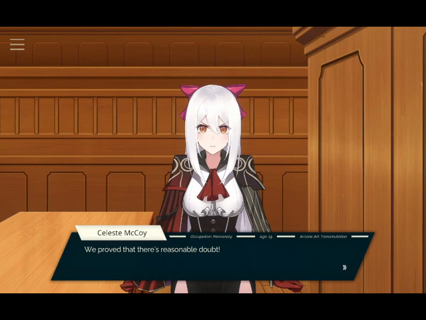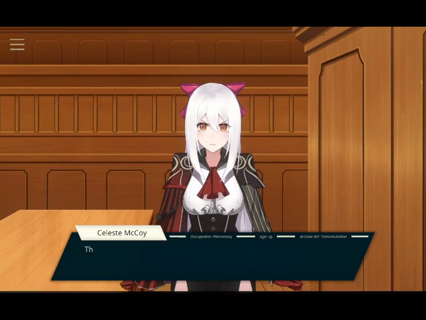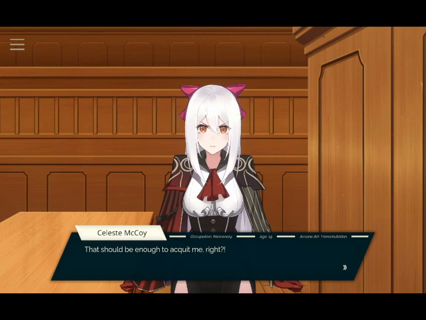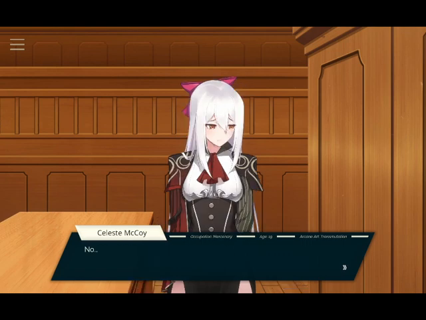But that's not how it works. We proved that there's reasonable doubt. That should be enough to acquit me, right? In a normal case, maybe, but it's different for this trial. The public won't accept an unsolved homicide involving magic. Unless we can unequivocally prove your innocence, the court will keep drawing out this case. What? But that's not fair. That's just how the system works. Our court system doesn't exist to exact justice. It exists so the kingdom can save face.